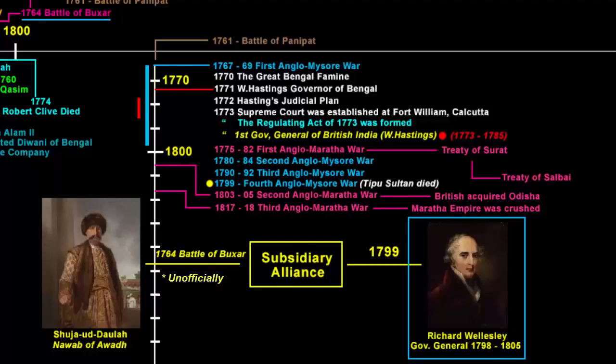And we know that the company won the war. It acquired Diwani of Bengal. Officially, Bengal was under the company's control. But what about Awadh? The company did not do anything to Shuja-ud-Daula. Instead, they forced him to enter into an alliance, and that was the first instance of subsidiary alliance.